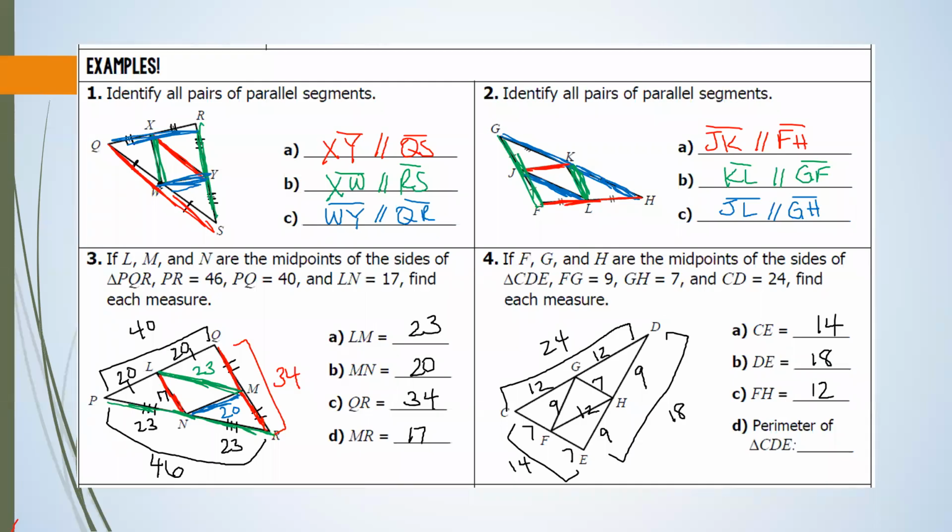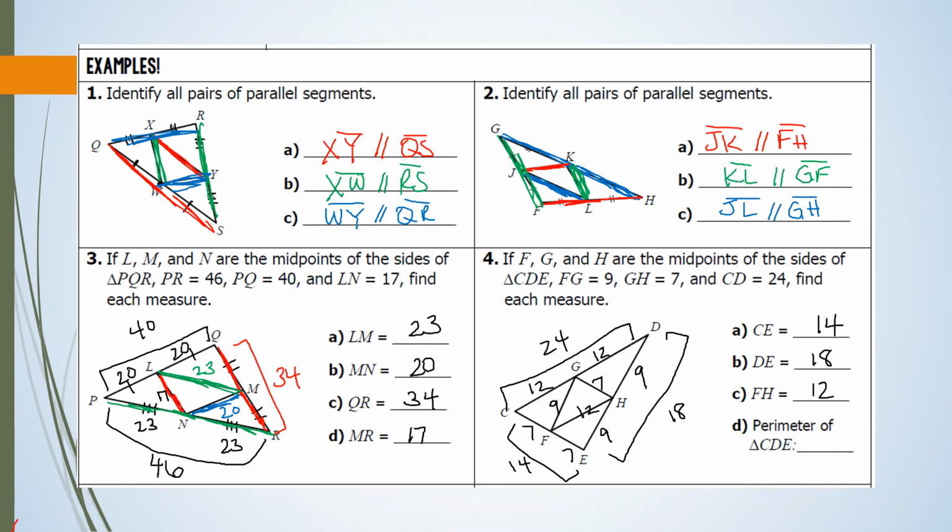All right, so for CE, you should have gotten 14, DE is 18, and FH is 12. They told me that FG was 9. So because FG was 9, I know that ED is 18. It has to be twice as long as the midsegment that it's parallel to. And each half of it, then of course, is also 9.